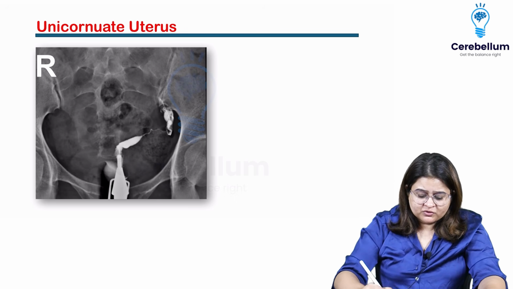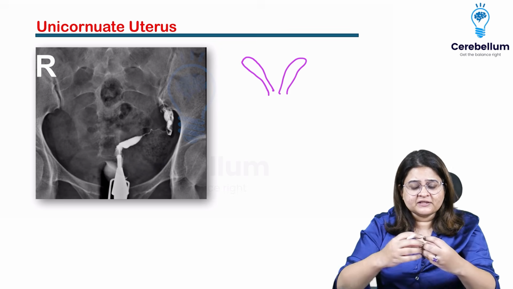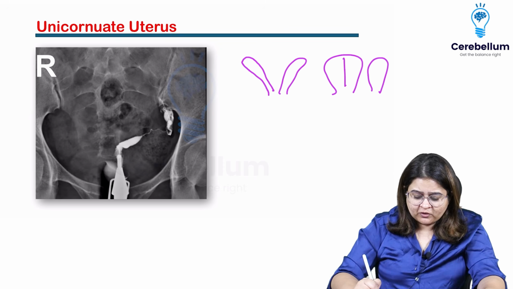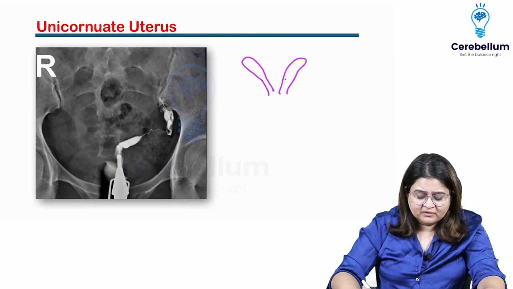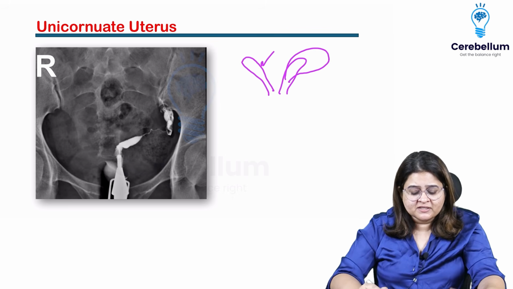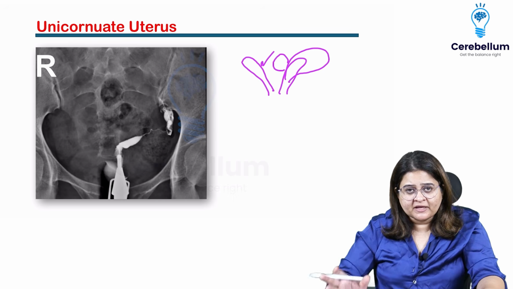Unicornuate uterus is when, in Mullerian duct development, you have 2 Mullerian ducts, and each develops and then they fuse to form one uterus, right? Now, in unicornuate uterus, what happens? Only one horn, one Mullerian duct develops. The other regresses, or it may form a small horn attached to the main uterine cavity.